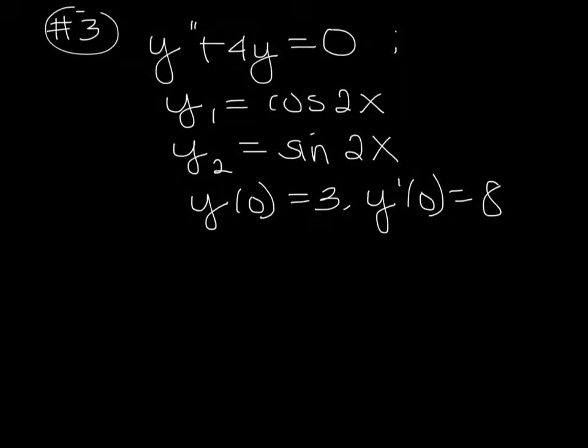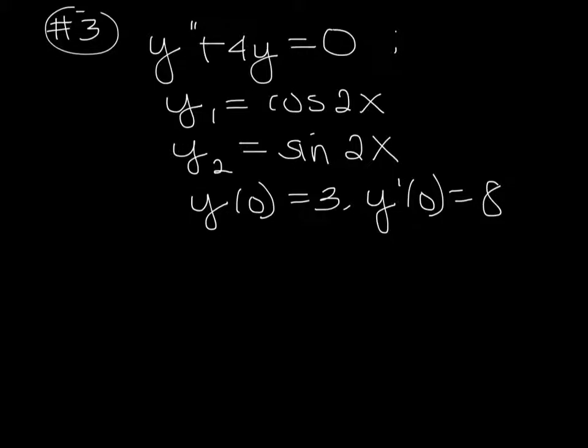Okay, this is number 3 in section 2.1. And the problem says, or problems 1 through 16. A homogeneous second order linear differential equation is given, right? This one right here. Two functions, y1 and y2, and a pair of initial conditions are given. So, here are our y1 and y2, and here are our initial conditions.